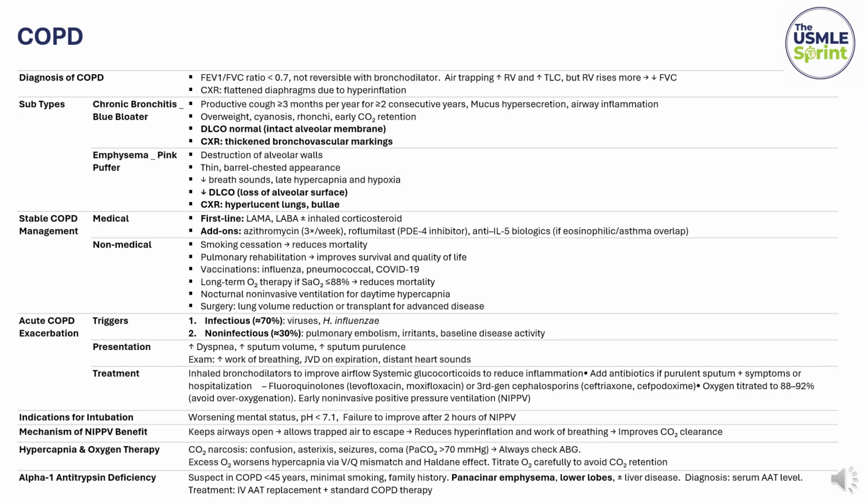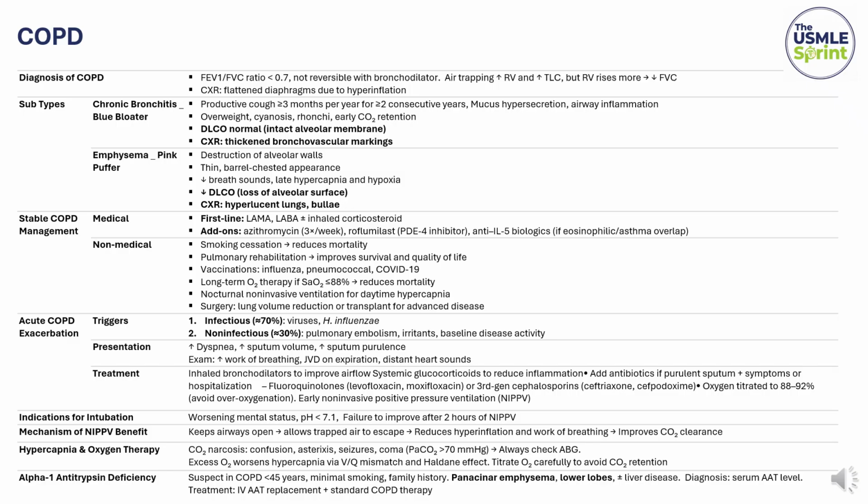Treatment focuses on reversing obstruction, reducing inflammation, and treating the trigger. Use inhaled bronchodilators to maximize expiratory flow. Give systemic glucocorticoids to calm airway inflammation. Add antibiotics if sputum becomes purulent with other worsening symptoms or if the patient needs hospitalization. Good empiric choices are respiratory fluoroquinolones such as levofloxacin or moxifloxacin, or third-generation cephalosporins such as ceftriaxone or cefpodoxime.